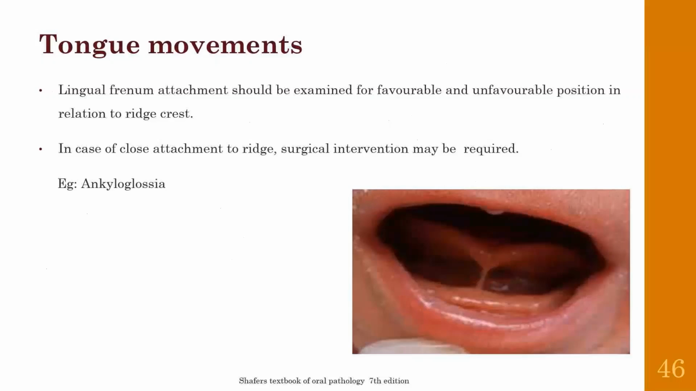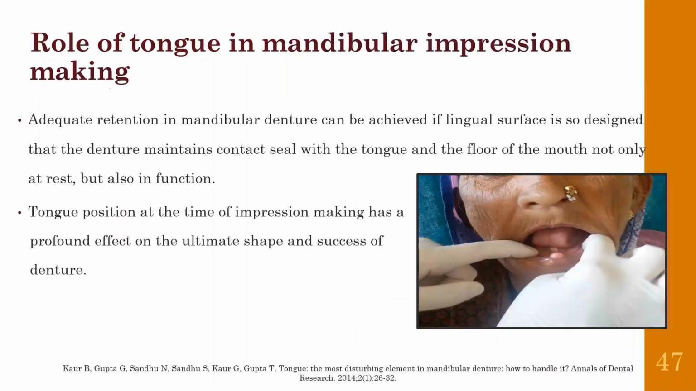With tongue movements, the lingual frenum attachment should be examined for favorable and unfavorable position in relation to the ridge crest. In case of close attachment to the ridge, surgical intervention may be required, for example, in ankyloglossia. Role of tongue in mandibular impression making.